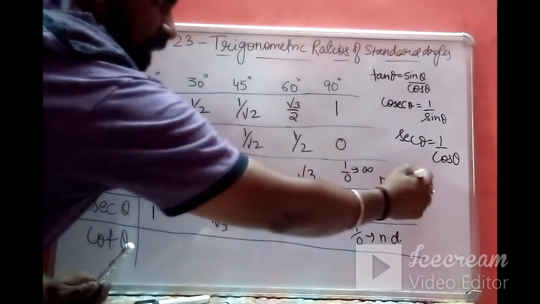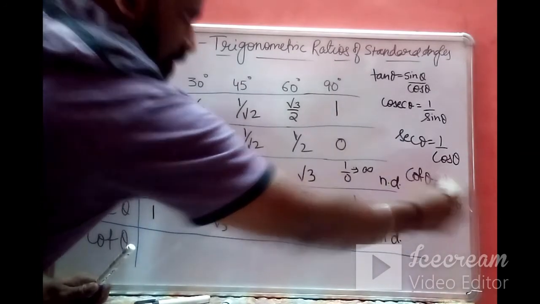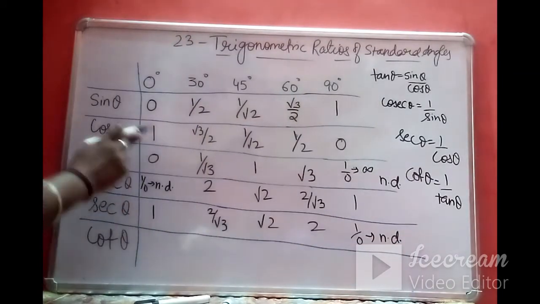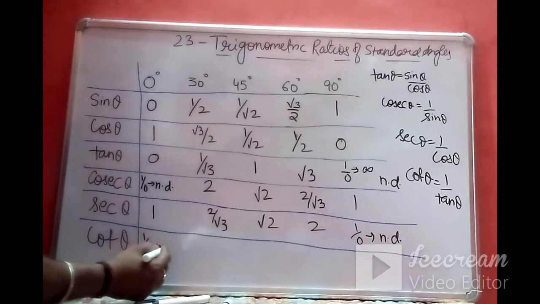Then what about cot theta? Cot theta is actually 1 upon tan theta. So we will take the reciprocal of tan theta. Again it is 1 upon 0, so it is not defined.